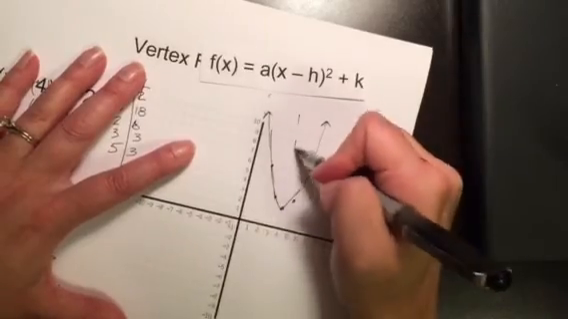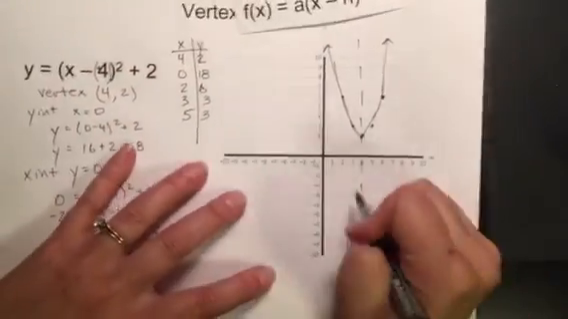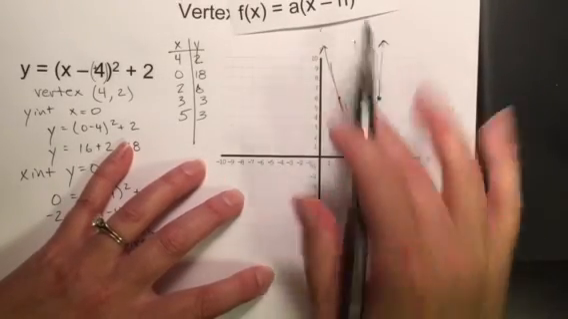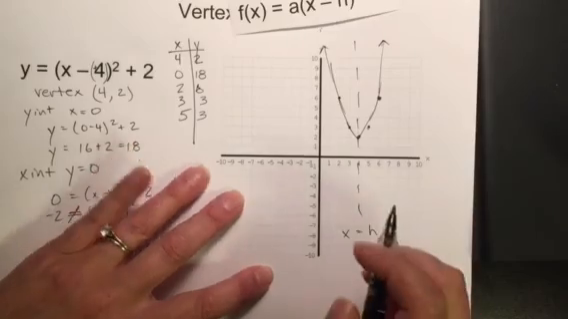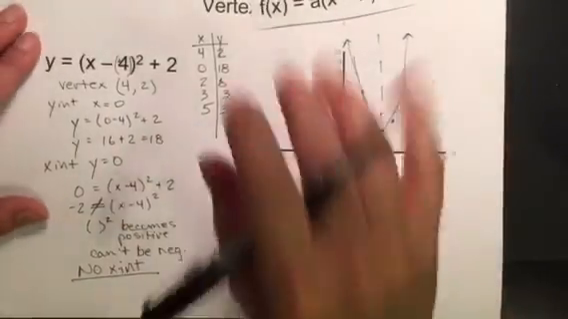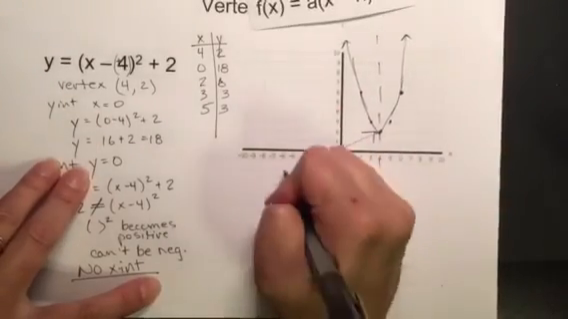My axis of symmetry is where x equals h. It's that middle line that goes down through the vertex. And so in this case, it's x equals 4. My parabola is opening up because my A is positive, so that means my vertex is a minimum.